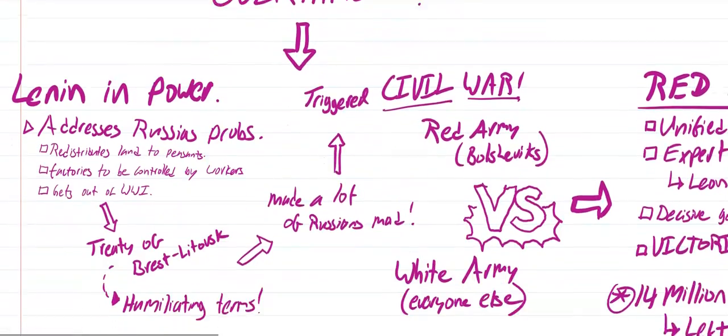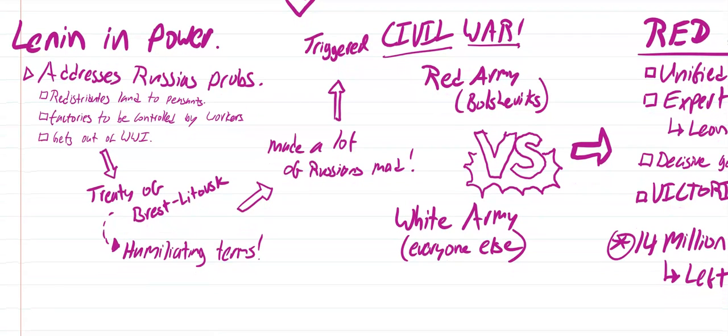But moving on, now that Lenin is in power, he addresses many of the Russian problems. As a socialist communist, he believes in the idea of not a class system where you've got a rich group of elites that control the entire political and economic situation in Russia. Now, this has been how things were done under the Tsarist regime, but one of the first things that Lenin is going to do is redistribute land to peasants.